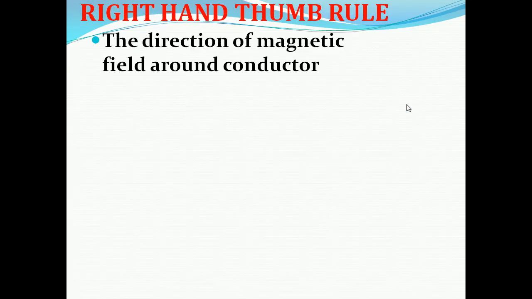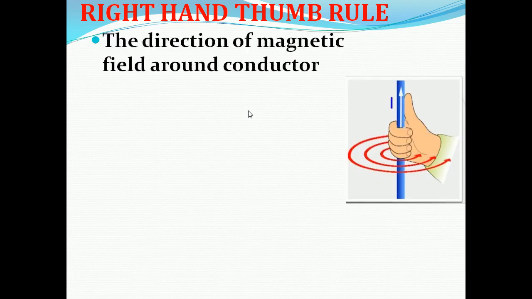Now, to determine the direction of the magnetic field around a conductor, there is a rule called the right hand thumb rule. Very important 3-mark question. Listen carefully, very easy only.